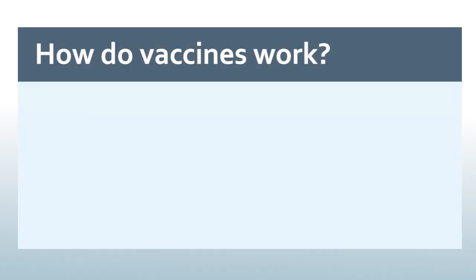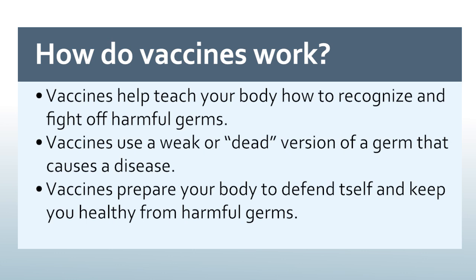How do vaccines work? Vaccines help teach your body how to recognize and fight off harmful germs. Vaccines use a weak or dead version of a germ that causes a disease. Vaccines prepare your body to defend itself and keep you healthy from harmful germs.